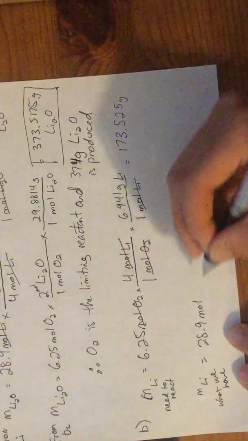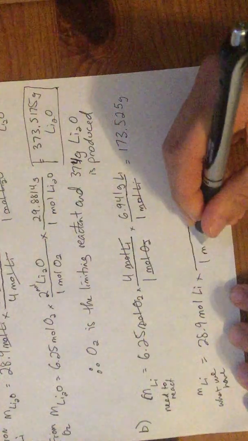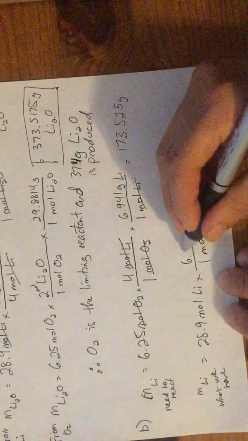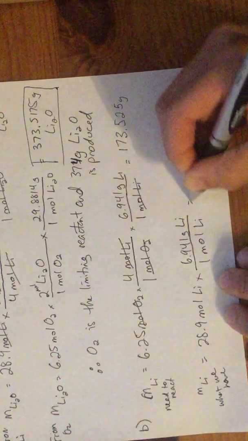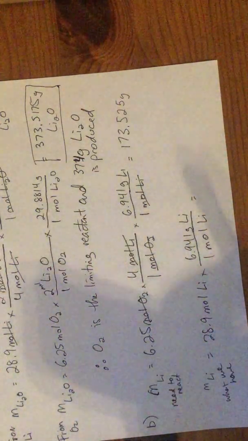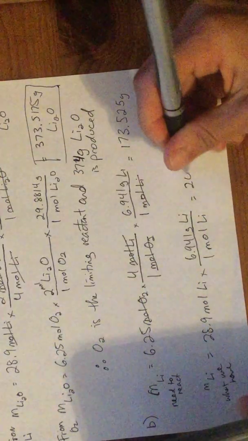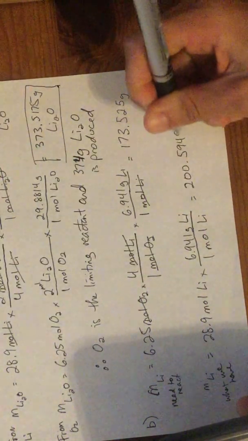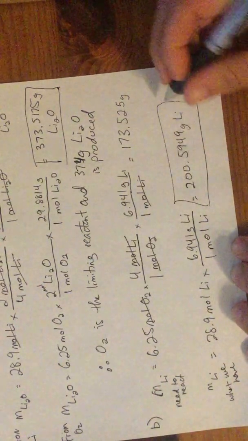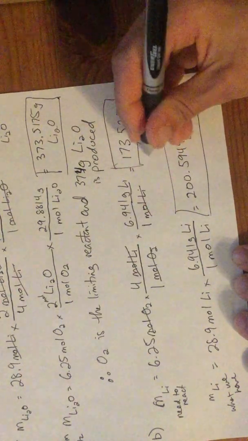28.9 moles of lithium. And then we're just going to do that straight up, just our molar mass, 6.941 grams of lithium. Okay. So we do 28.9 times 6.941, and that's going to give us 200.5949 grams of lithium. So this is how much we actually have. This is how much we actually need.